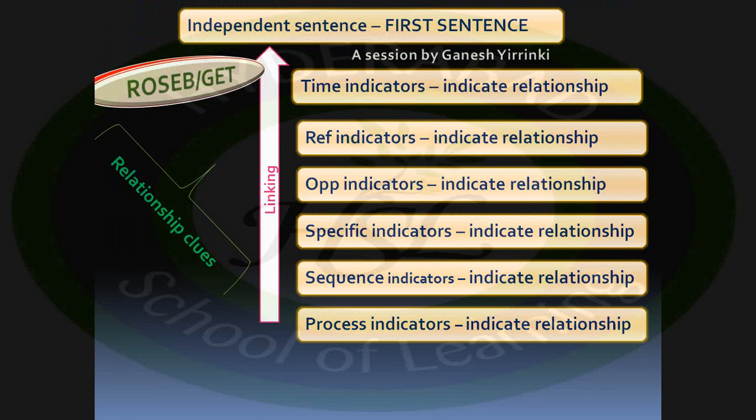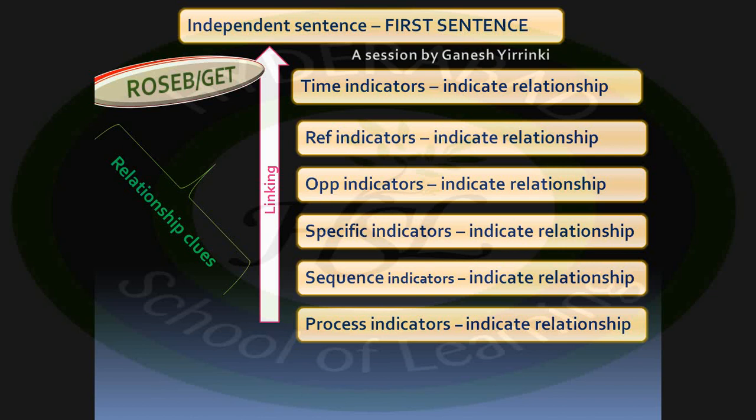Once you get the first sentence, next is what you need to understand. On the top now we have the first sentence. The first sentence needs to be independent as a mandate. The first sentence in a paragraph cannot in any case be dependent, either in terms of meaning of the sentence or in terms of any word within that sentence. It has to be independent both in terms of meaning and without any word being dependent.